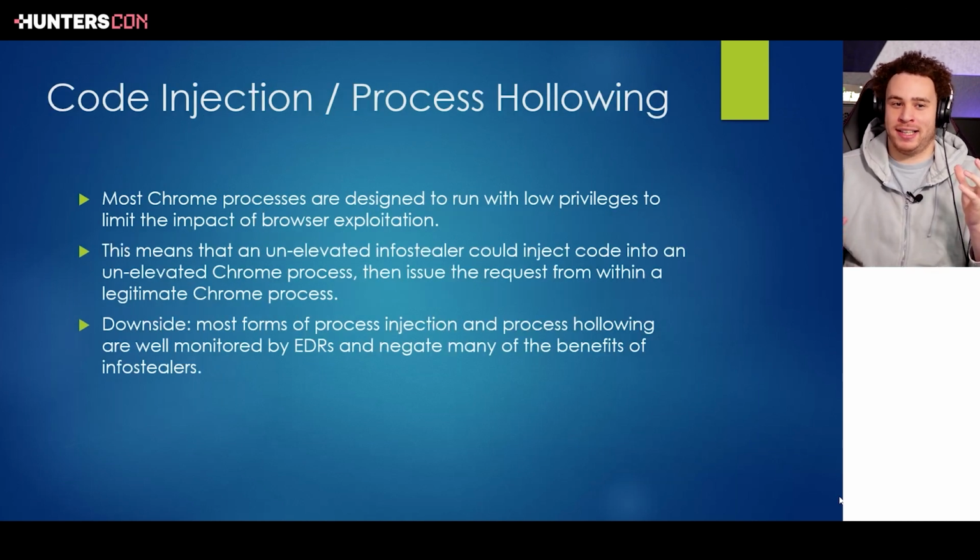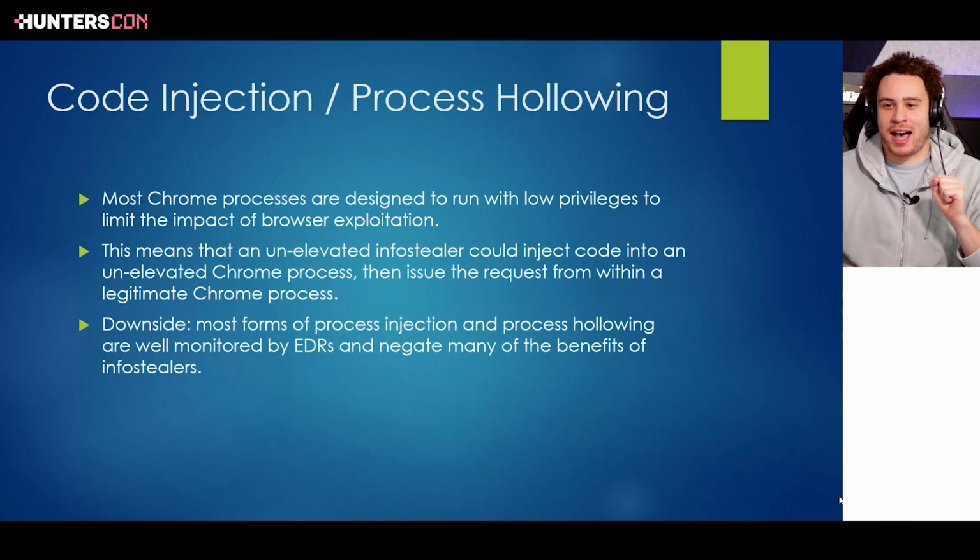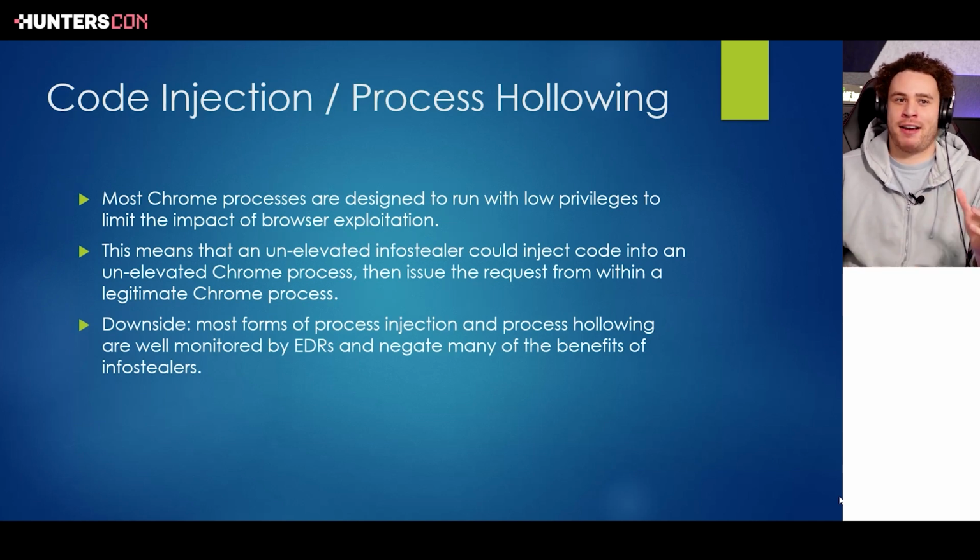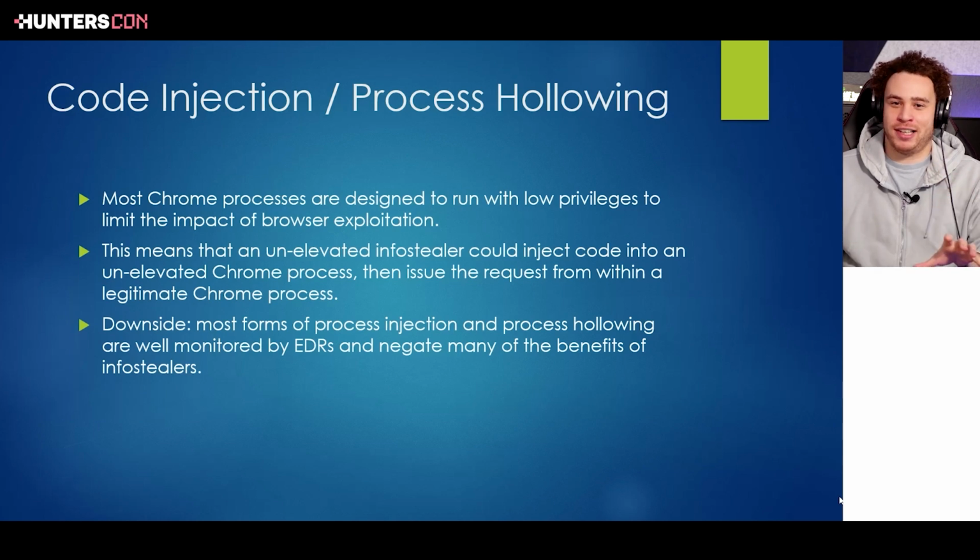Now, the simplest bypass is code injection or process hollowing. Most Chrome processes run with the least privileges possible because they have to consider issues such as browser exploitation. If someone exploits your browser, you don't want them to have system privileges, or even administrator privileges. So a lot of the Chrome browser processes are running with the least privileges possible, which means if we come onto the system as an info stealer with the least privileges possible, we can inject into that Chrome browser process, at which point we don't need to pretend to be Chrome. We are Chrome. So when we send that request to the broker process and go, hey, can you decrypt the key for me? It's going to give it back to us.